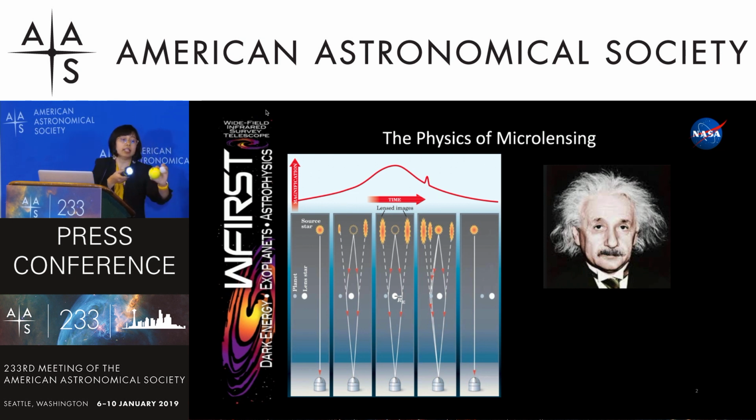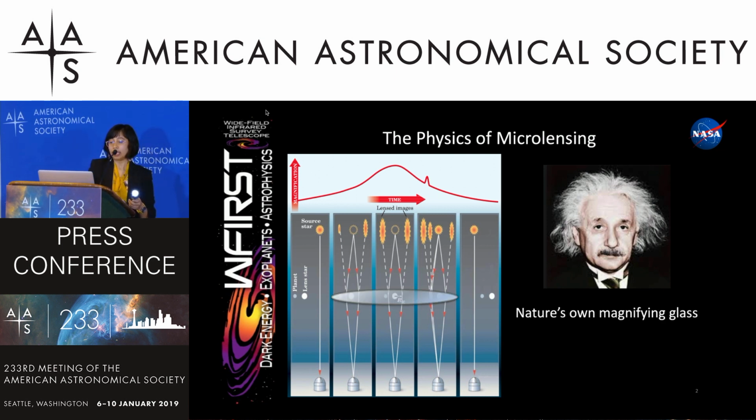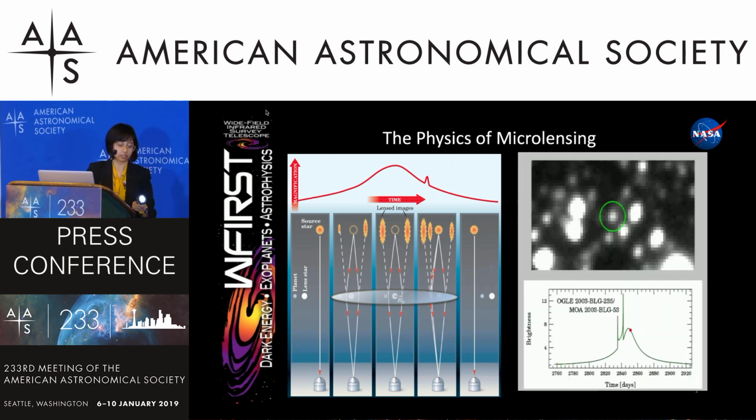Also, if this star happens to host a planet, then as this planet comes in front of the source star, the light from the source star gets bent by the gravitational field of the planet. And as a result, as you see, we can see a planetary anomaly over there. And hence, this whole system, this lens actually works like nature's own magnifying glass. And as you see, this is how it really looks in the real data.